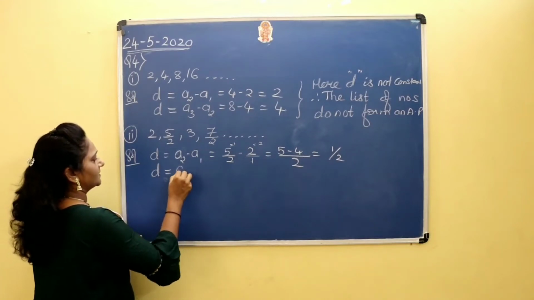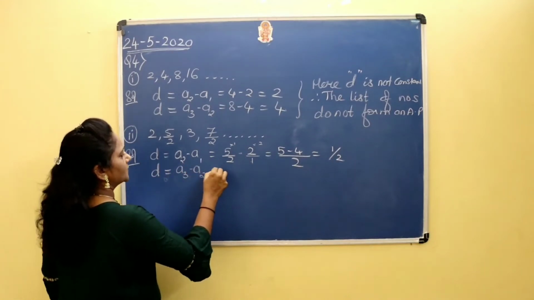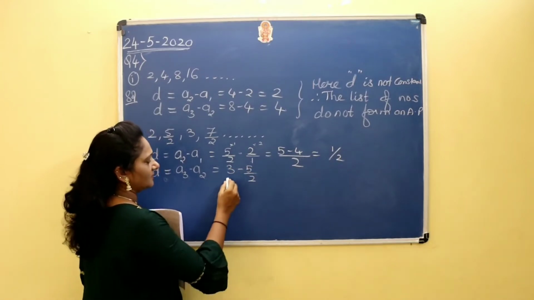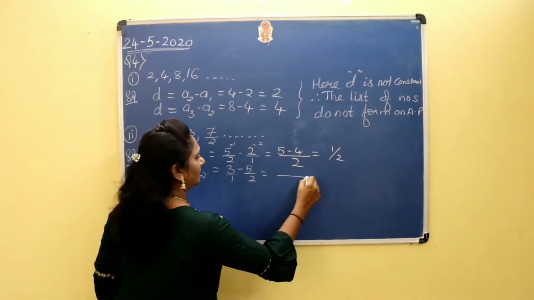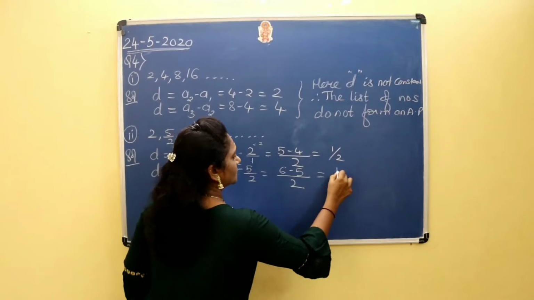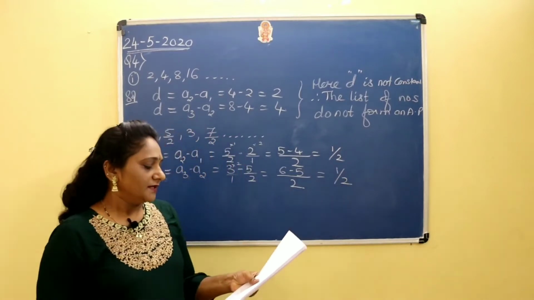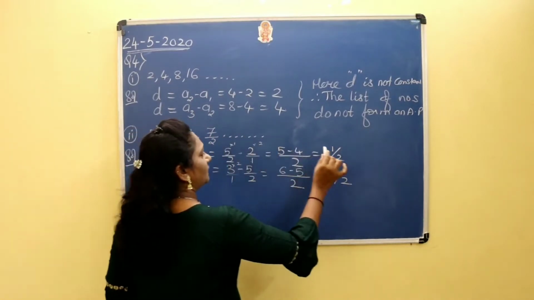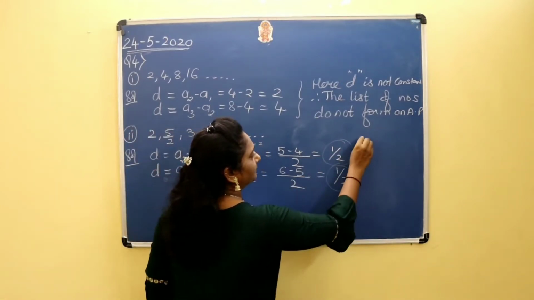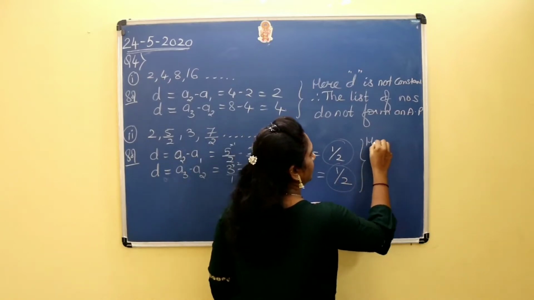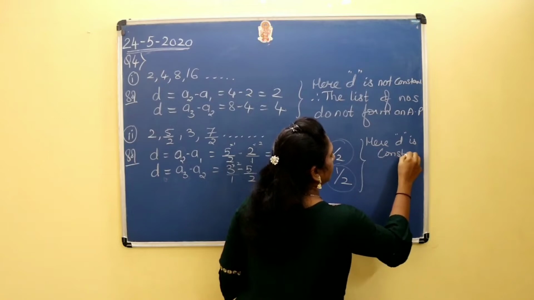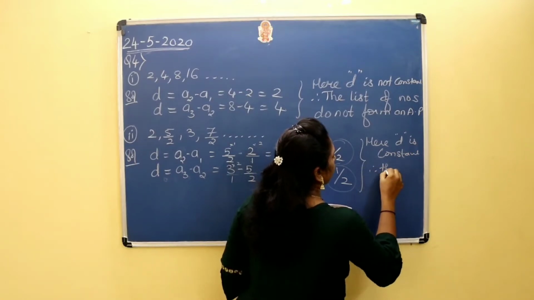Similarly, again take d is equal to a3 minus a2, 3 minus 5 by 2. So again 3 is a whole number, so take the LCM, 2 threes are 6 minus 5. So it is again 1 by 2. Here we have the first value of d is 1 by 2. When we found out a3 minus a2 it was 1 by 2. It means that here d is constant.